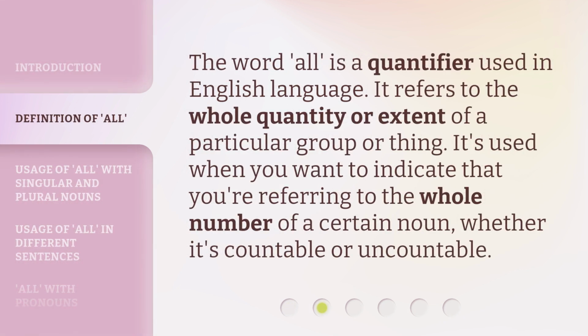The word all is a quantifier used in the English language. It refers to the whole quantity or extent of a particular group or thing. It's used when you want to indicate that you're referring to the whole number of a certain noun, whether it's countable or uncountable.